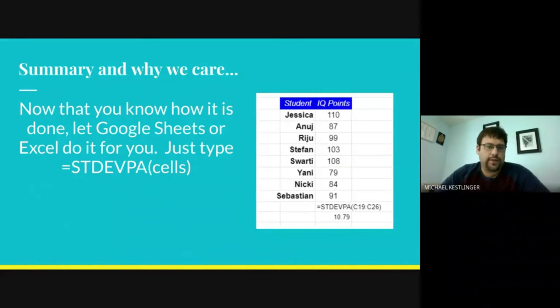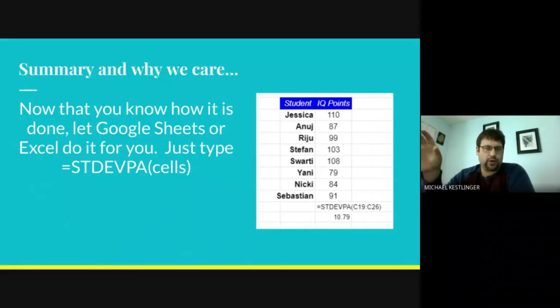Now that we know how it's done, we can also just do this in Google Sheets and Excel with one formula. Let's say I have all these IQ numbers and I type in this one formula, STDEVPA cells. And when I say cells there, it's literally highlight the cells. So in the example, cells C19 to C26, and I got 10.79. Remember, that's the number I got before.